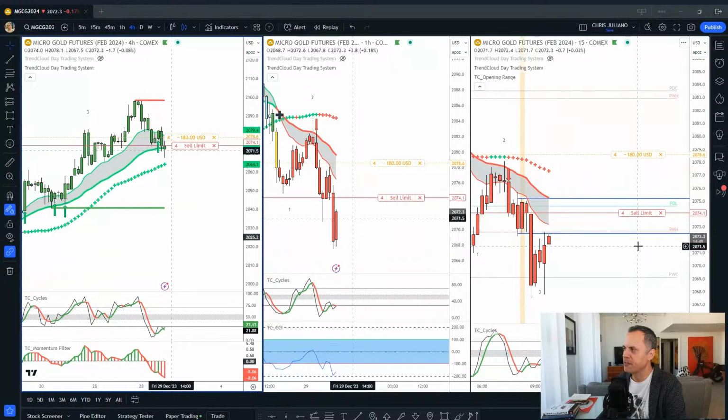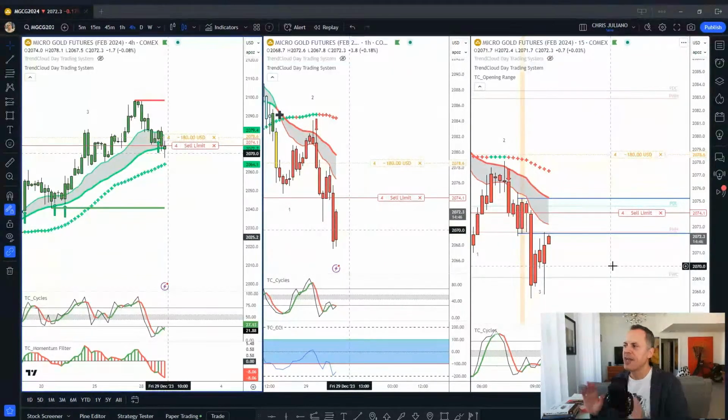But here we go. So let's see if we get this. It's hitting that previous month's high. See, I know step by step what's going on here.